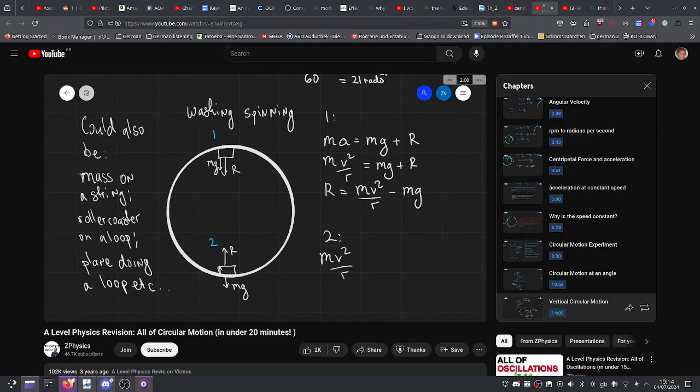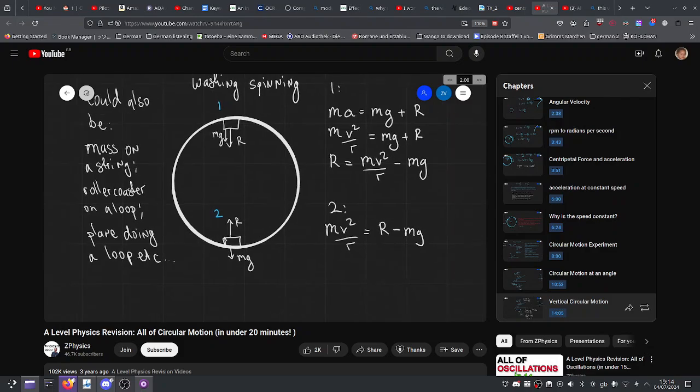Now in position 2, we're going to follow exactly the same procedure. I'm going to write that mv squared over r is going to equal, now we're going to have to take them away, R minus mg, because we can see that they are in the opposite direction. So just rearranging for R, once again, we're going to get that R will be equal to mv squared over r plus mg. Now notice that R will be the greatest in position 2 because we are adding those two quantities.